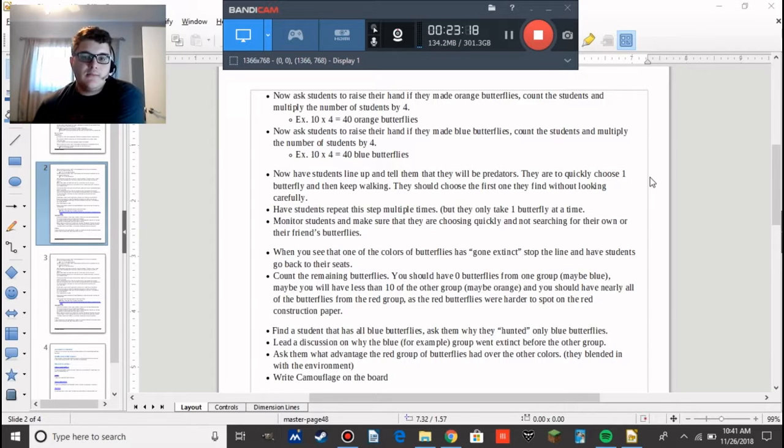That's pretty good. Ask them what advantage the red group of butterflies had over the other colors: they blended in with the environment. Write camouflage on the board. I would also have the assistant who's translating write camouflage in Spanish or whatever other language you were translating to on the board as well. That way, students who do not understand English or are having issues with English would be able to read that and understand what it means.